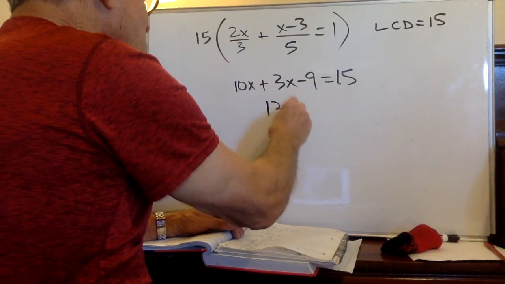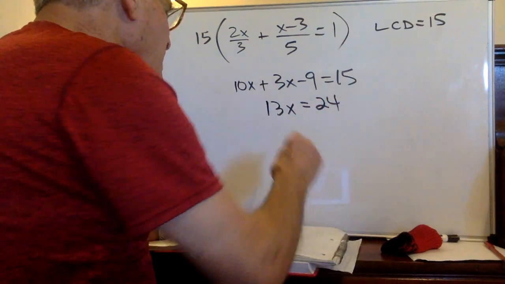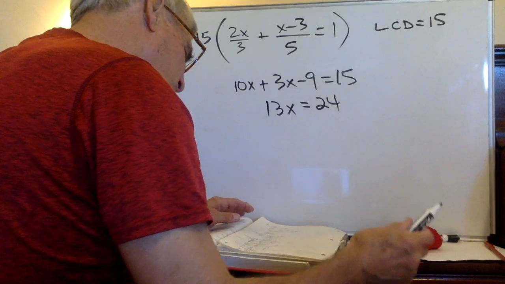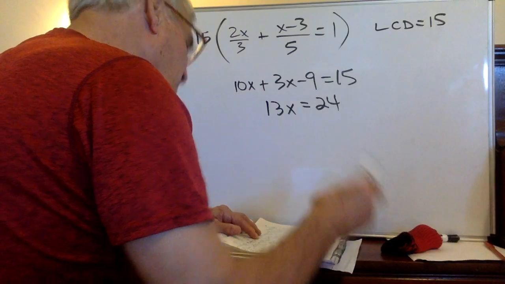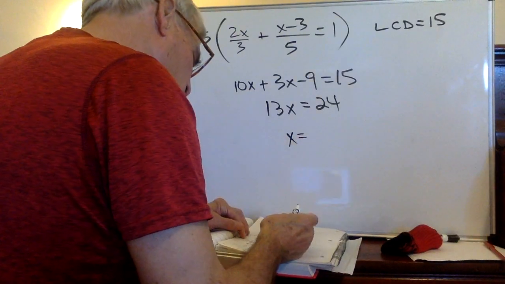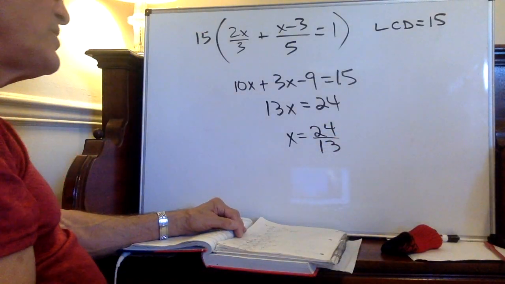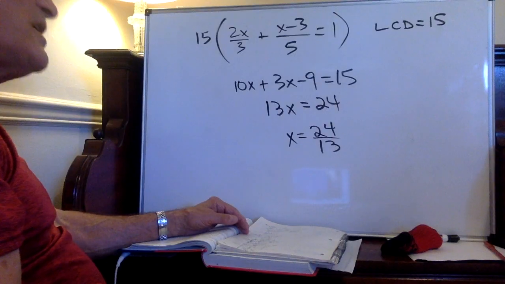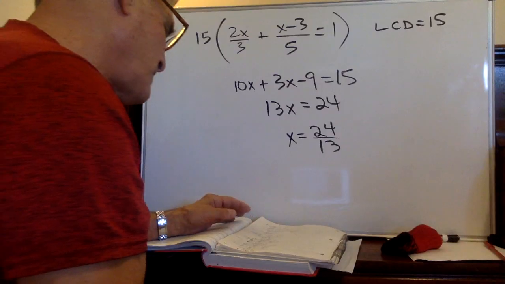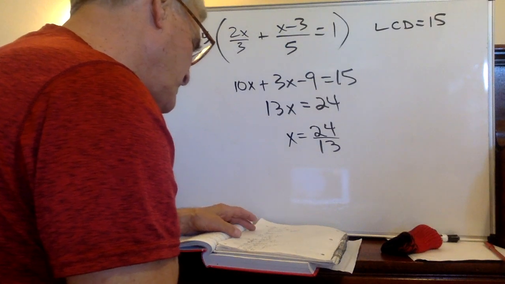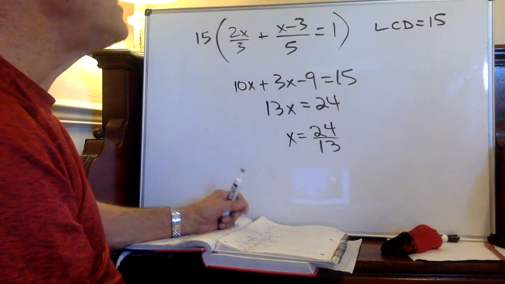10x plus 3x is 13x. Add 9, equals 24. So I get x is equal to 24 thirteenths, which is irreducible. Leave it at that as a top-heavy fraction reduced to lowest terms. Okay. Hopefully there are no questions.